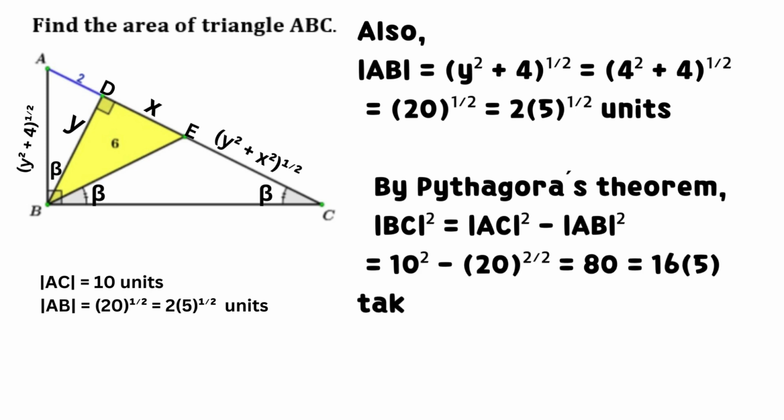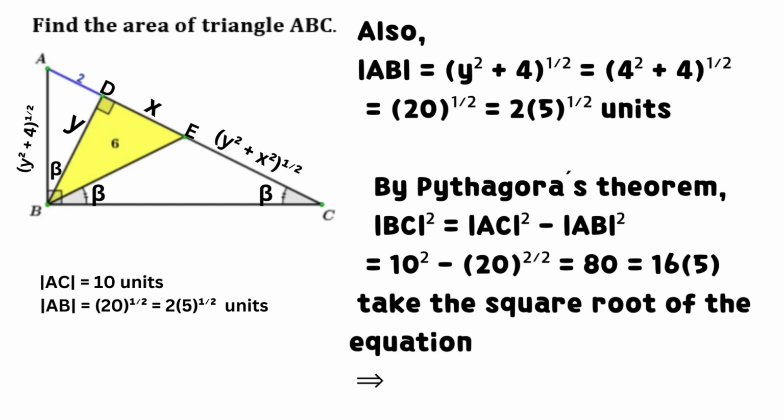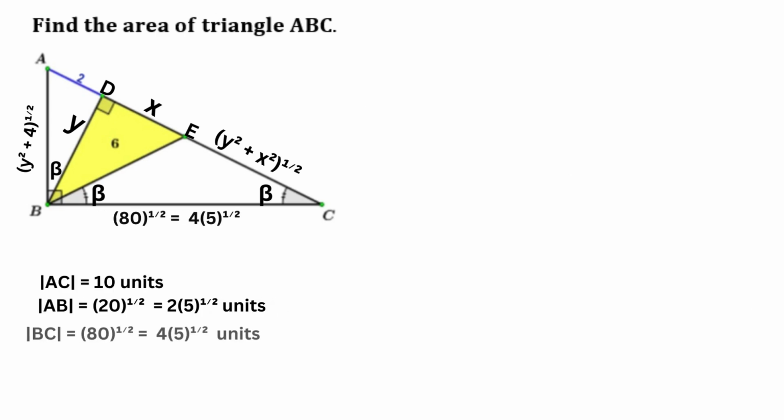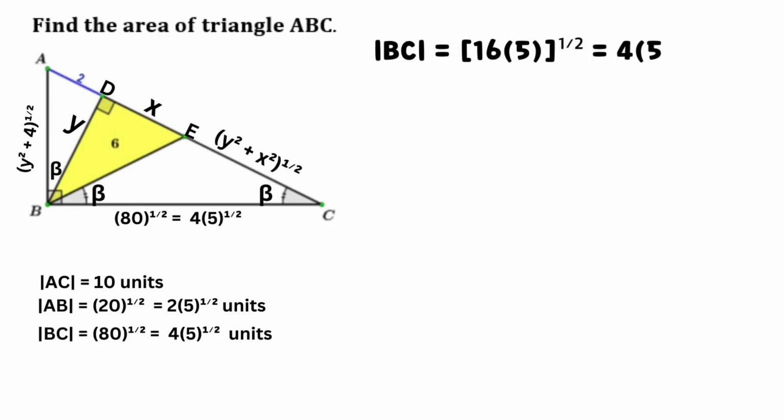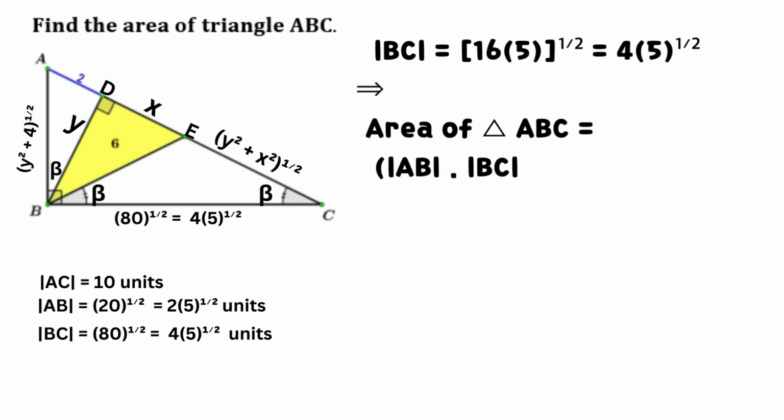By Pythagoras' theorem, the square of BC equals the square of AC minus the square of AB, which equals 80, or 16 times 5. Take the square root of the equation. It implies that line BC equals the square root of 16 times 5, which equals 4 times the square root of 5.